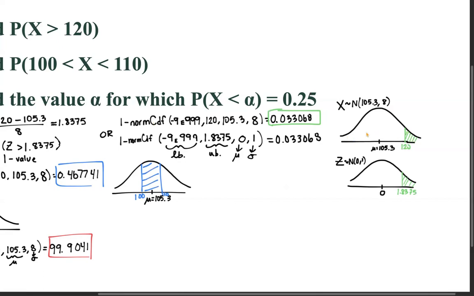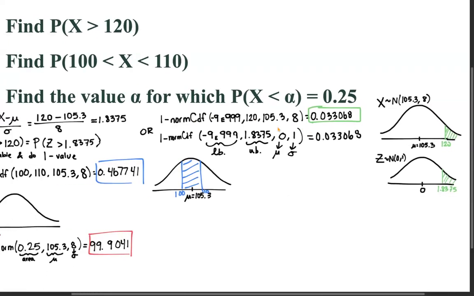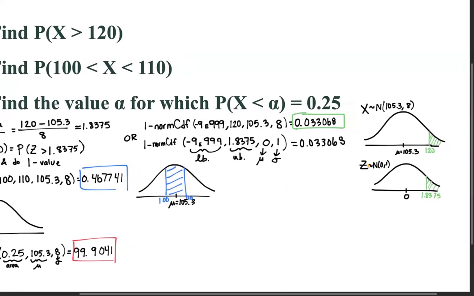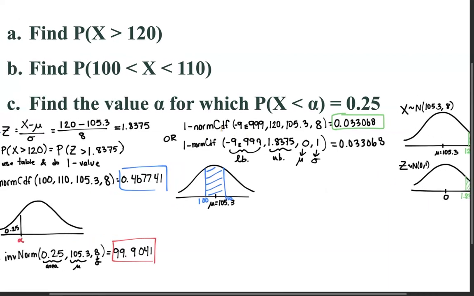So that's why we would have to do 1 minus this area to get this area, because the total area under the curve is 1. So that's one way to do it. Or you can also use the standard normal distribution, which has a mean of 0 and standard deviation of 1. But in order to do that, you would have to use your z-score.